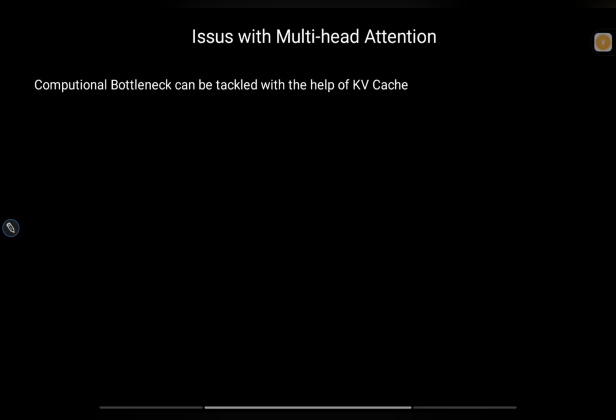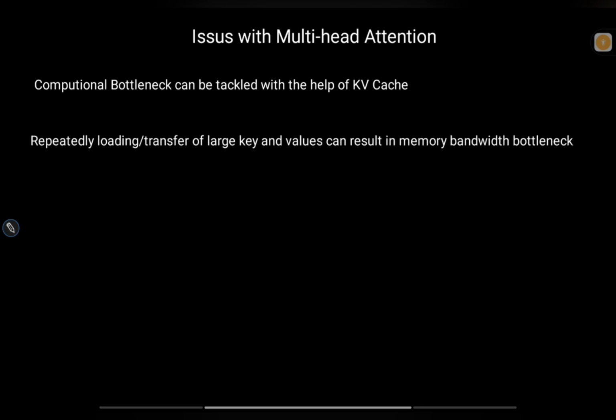So in multi-head attention, we need to repeatedly load and transfer these large query, key and value matrices, which can result in a memory bandwidth bottleneck, right? That is what we are trying to solve using grouped query attention. Generally we use two techniques to solve this. One of them is multi-query attention, and the one which is the focus of this video is grouped query attention. Now let's talk about what multi-query attention is, what its demerits are, and how we can tackle them using grouped query attention, right?